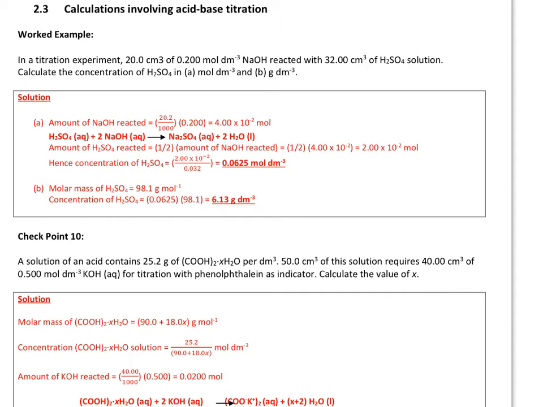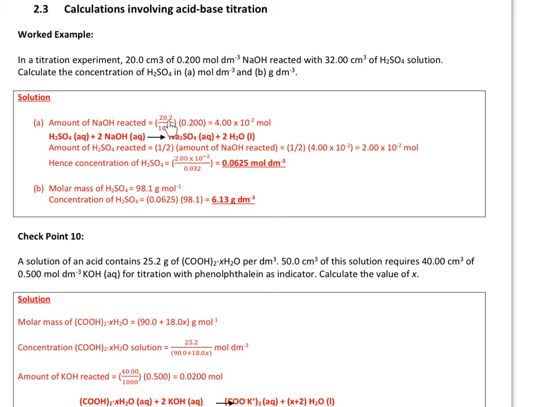Alright, let's take a look together at one question. So we have a titration experiment. 20 cubic cm of 0.2 mole per dm cube NaOH reacted with 32 cubic cm of sulfuric acid solution. Calculate the concentration of H2SO4 in mole per dm cube and in gram per dm cube. So what I like to do as the first step is write down the equation. This is the H2SO4, we have NaOH.